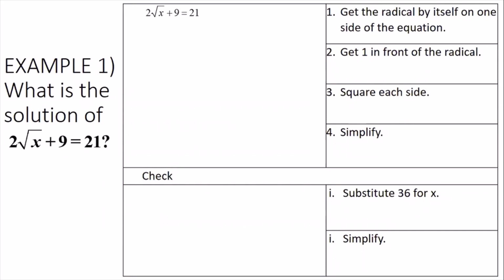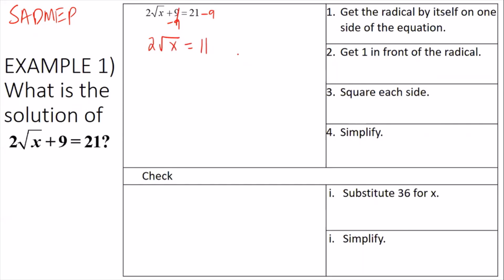Example 1. What is the solution of 2 square root of x plus 9 equals 21? These are the steps we're going to follow. We're going to get the radical by itself on one side of the equation. What is the first thing I need to do to get the radical by itself? Remember, we have to do our PEMDAS backwards, so we're SADMET. We're going to have to subtract 9. Now I'm left with 2 square root of x equals 11.